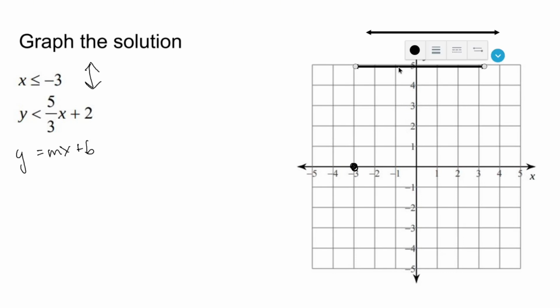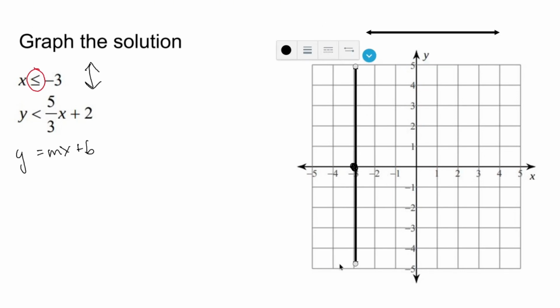Now, before I just draw a line, there are two things I have to notice. It's less than or equal to, which means the line I'm going to draw is a solid line, because I'm allowed to include the line. That's what the "or equal to" part means. Now I have to determine which side I shade. Since this is less than -3, I'm going to shade to the left of -3 like so.